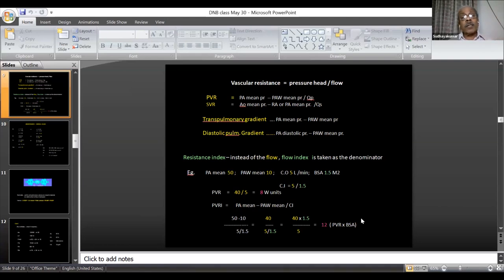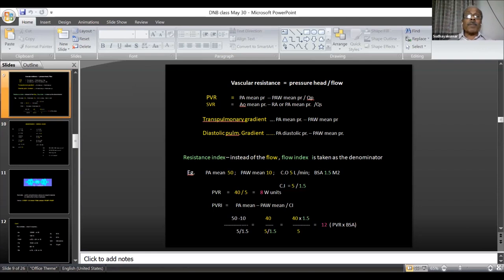Is it clear now? The pulmonary vascular resistance is the pressure head across the pulmonary vasculature. That is PA mean minus the pulmonary artery wedge mean, 50 minus 10 is 40, divided by the QS, that is the cardiac output, which is 5 liters per minute. This is without a shunt lesion. So it is 8 units.